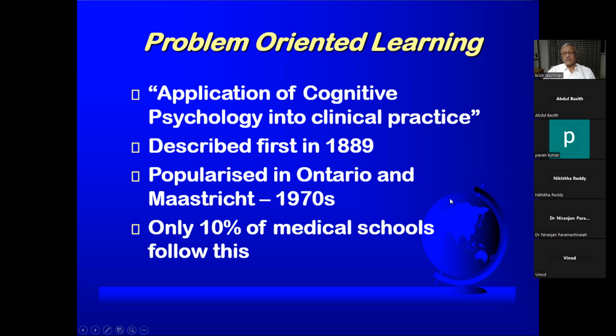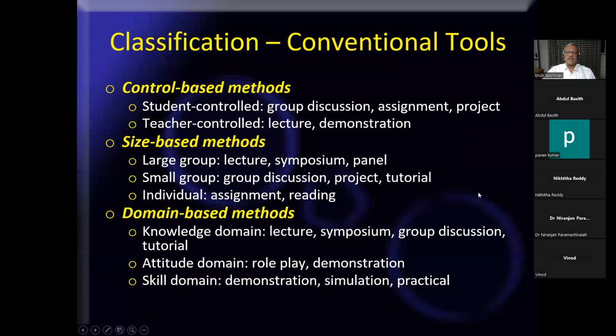And unfortunately, even though this was described long ago, it has never taken on. And I, for one, would love to have a situation where most of our learning would be problem-oriented learning. Now, come to the conventional tools proper. Having understood somewhat about what the science behind learning is, we need to now look at the conventional tools. Of course, when we say conventional tools, there'll always be non-conventional tools, and I'll talk a little bit about it at the end of this talk. These conventional tools can be seen as control-based, size-based, or domain-based.